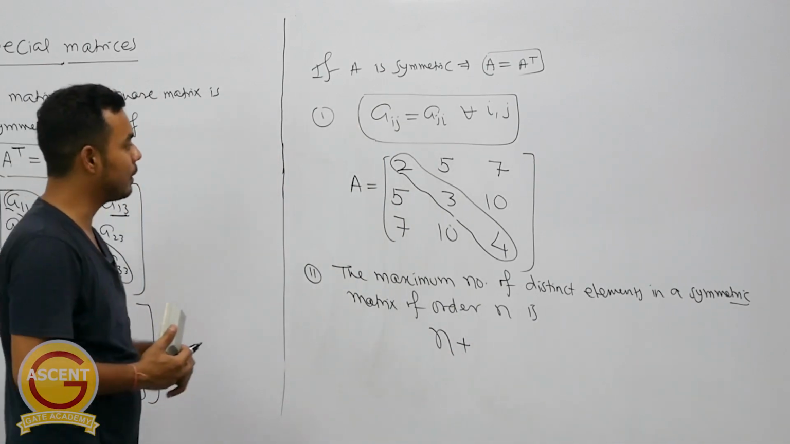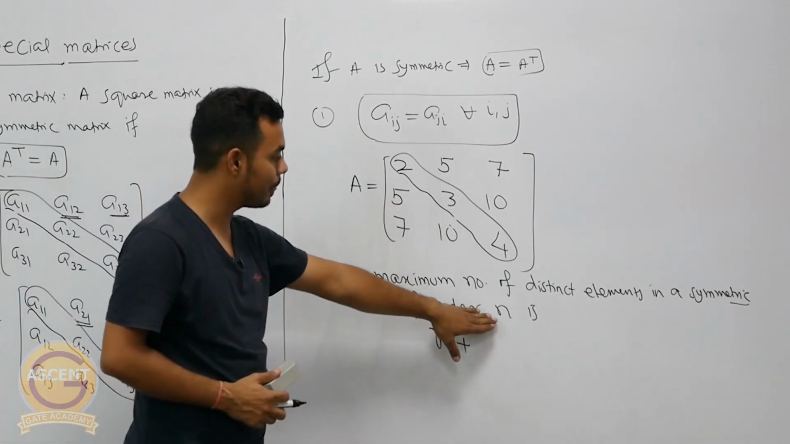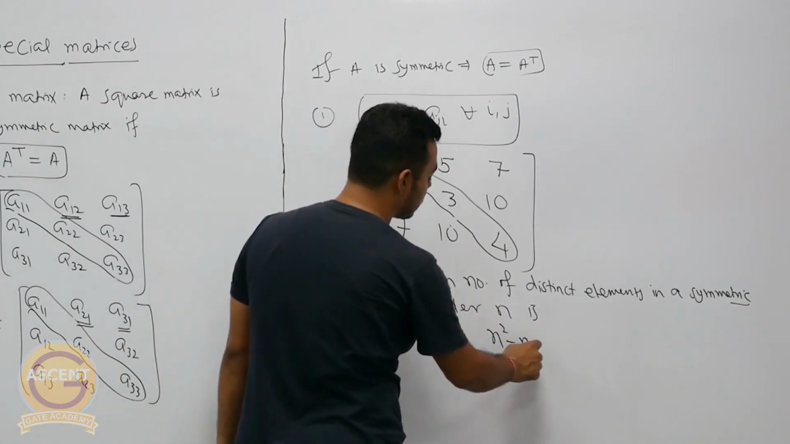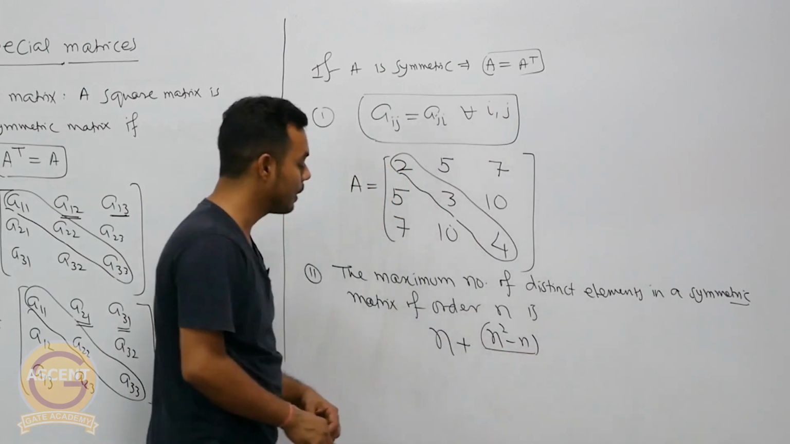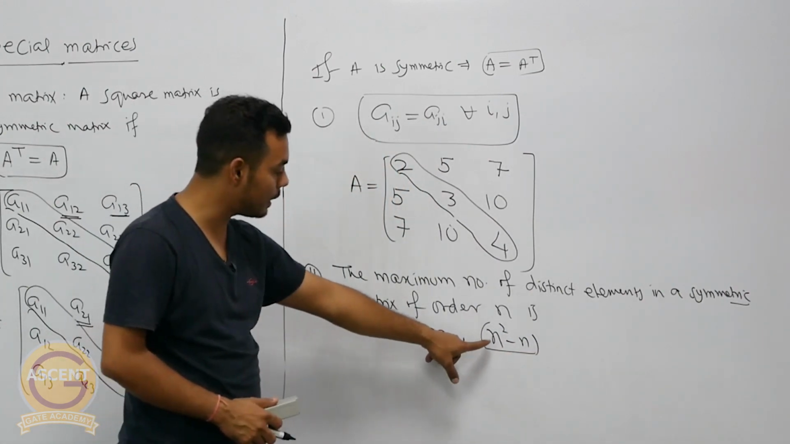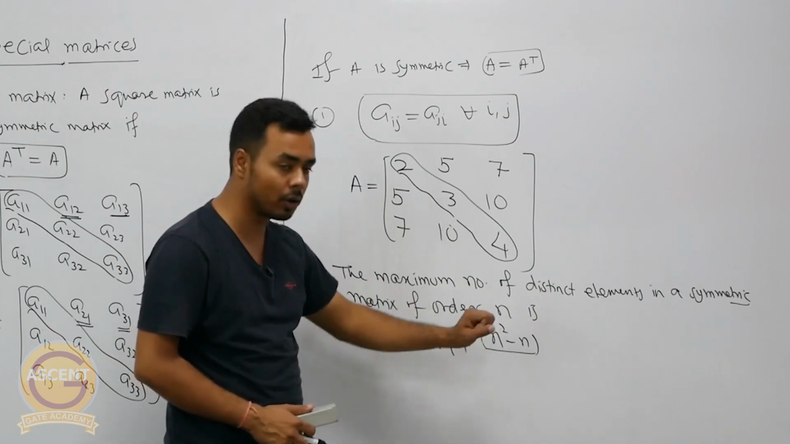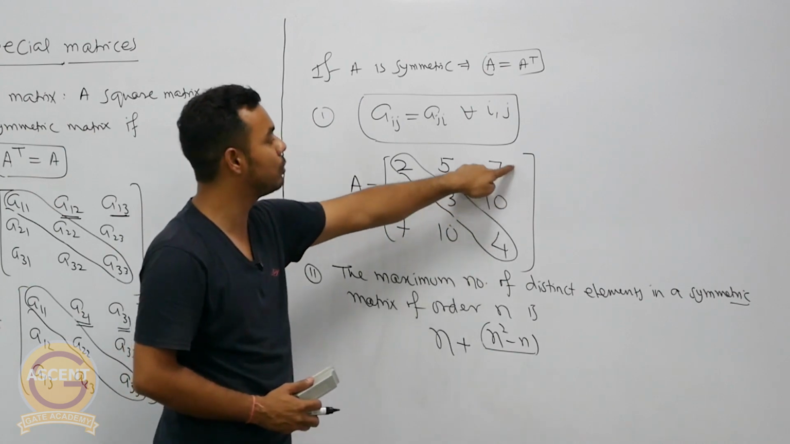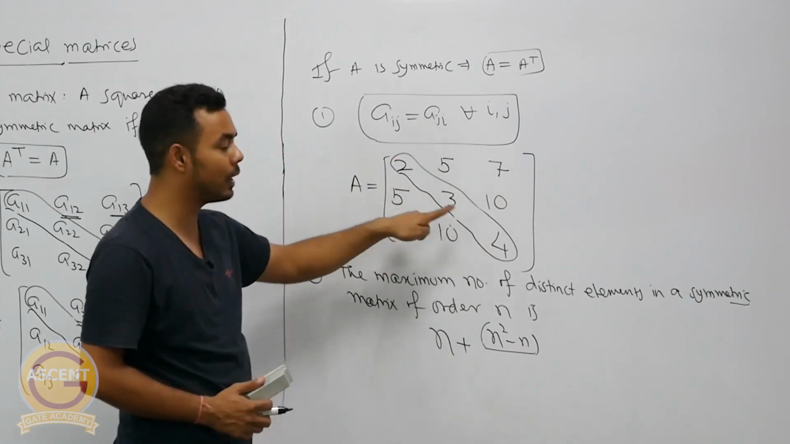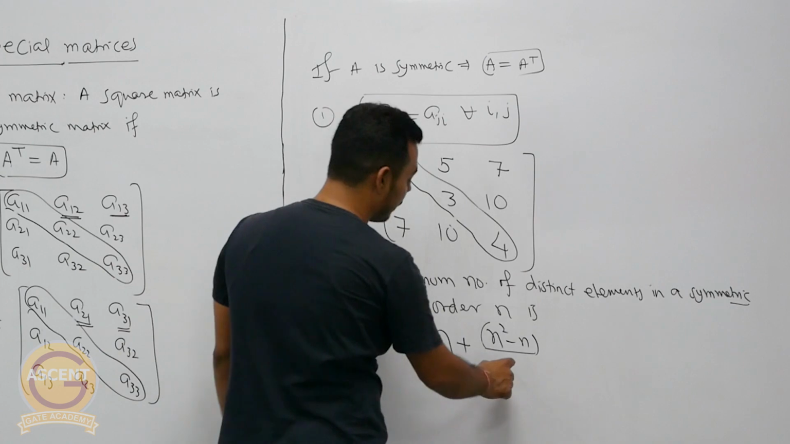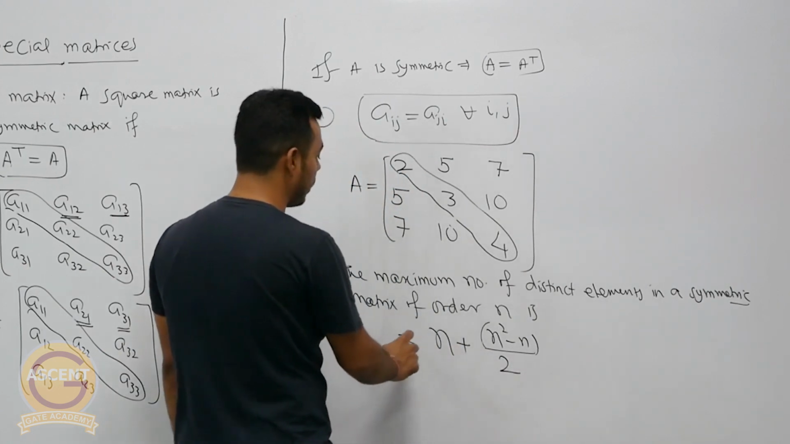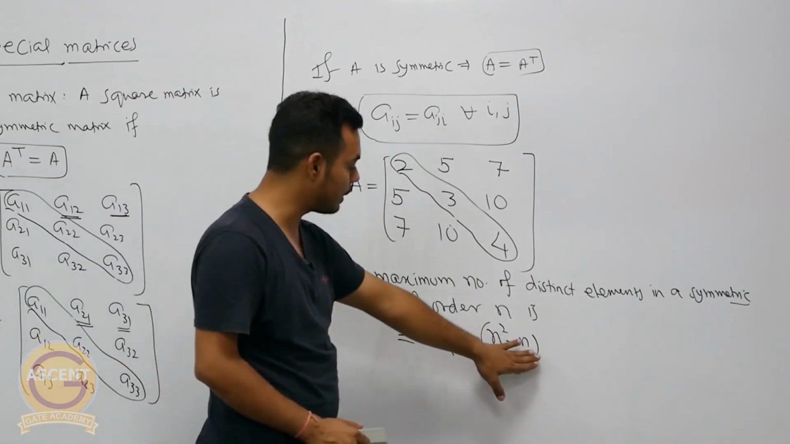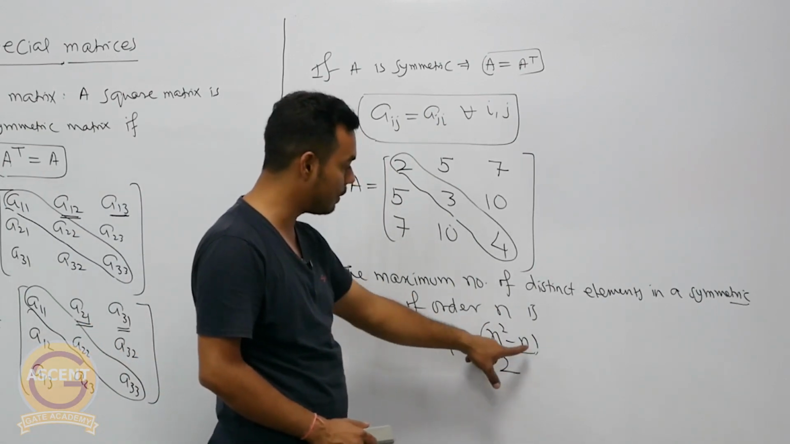Now out of the remaining, if I have a matrix of order n, then the total number of elements will be n square. So off diagonal elements will be n square minus n, right? n is on the diagonal, total is n square, so n square minus n are the off diagonal elements, and only half of them are independent. Once you decide what you have to write above the diagonal, the elements below the diagonal are fixed. So this means only half of them are independent. So this will be the formula for the maximum number of distinct elements: n on the diagonal plus n square minus n, these are the off diagonal elements, half of them are independent.